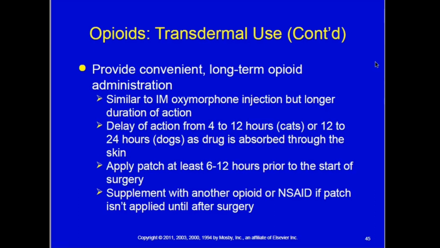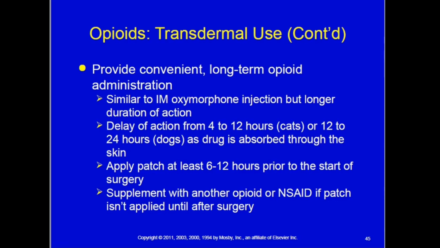They provide convenient long-term opioid administration, similar to IM oxymorphone injection, but longer duration of action, with delay of action from 4 to 12 hours or 12 to 24 hours, as drug is absorbed through the skin. For example, if we are using a buprenorphine patch or a fentanyl patch on a patient, suppose we have applied it just now, effect will not come immediately. It will take time, around 4 to 12 hours, or it may take around 18 to 24 hours.